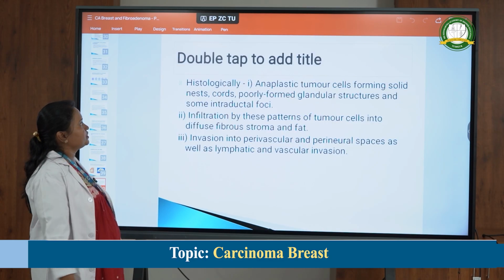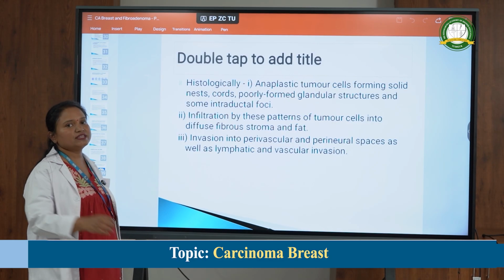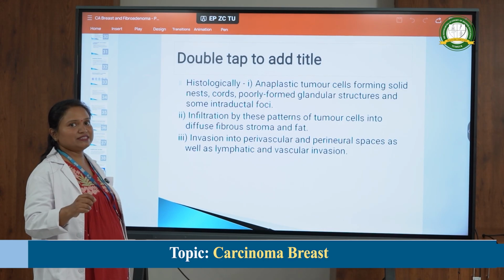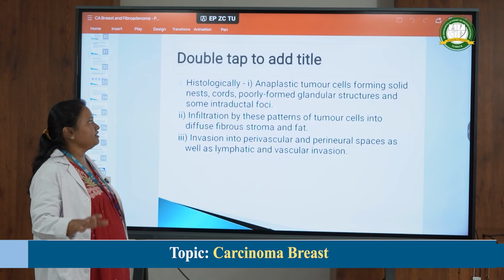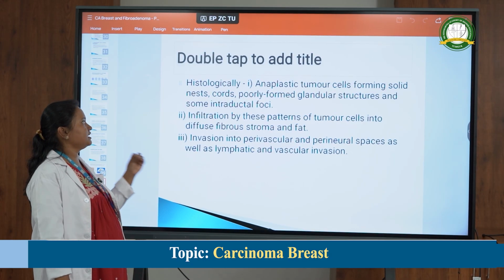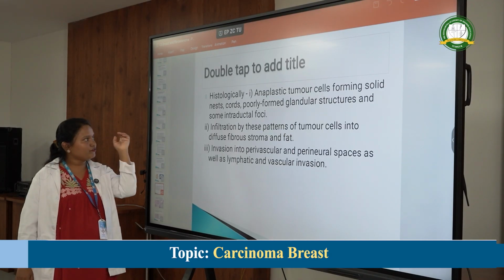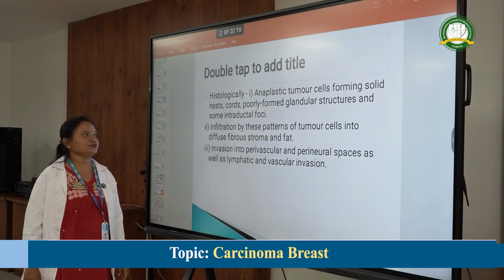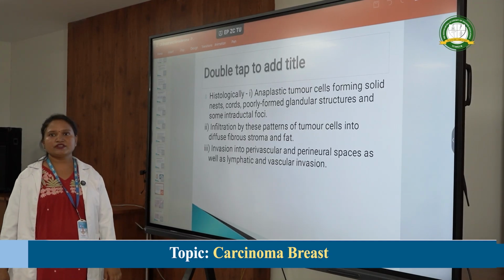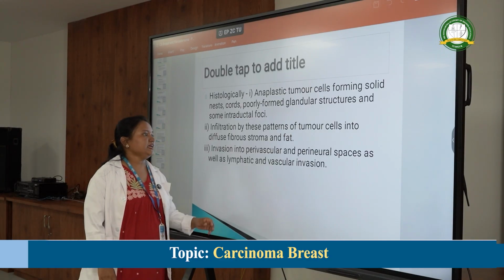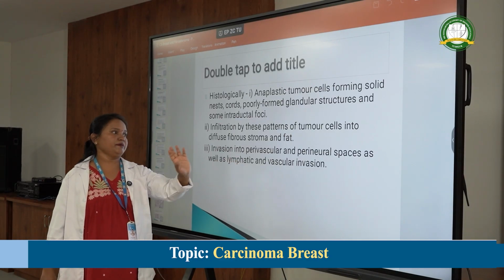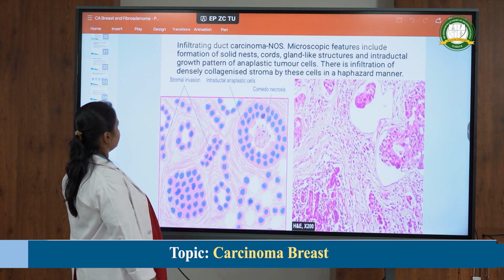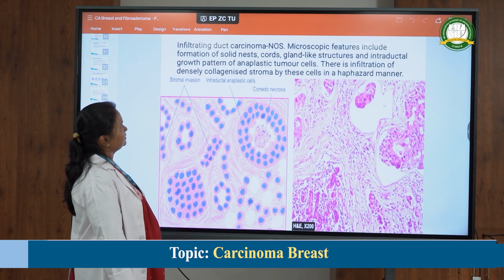Next, coming to the histology or microscopy, you can see anaplastic tumor cells forming solid nests, cords, and poorly formed glandular structures, and some intraductal foci also. You can also see infiltration by this pattern of tumor cells into the diffuse fibrous stroma and fat. Invasion into the perivascular and perineural spaces can also be seen. So this is the picture of infiltrating ductal carcinoma.